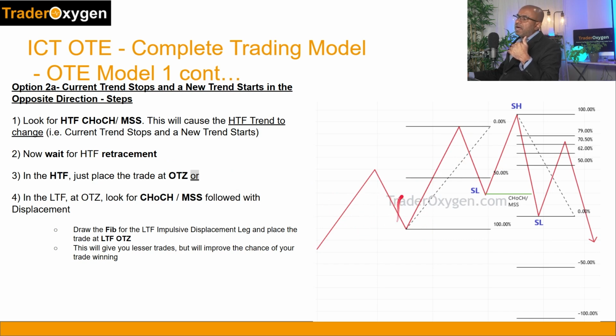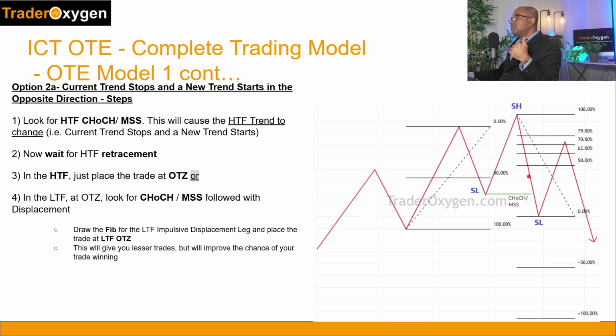For example, the higher time frame, the red color chart, is in an uptrend. So if it's an uptrend, as you can see, it should make higher highs and higher lows. When it makes this higher high and this swing high with a break of structure and with displacement, then we are expecting the price to retrace into the optimal trading zone and go up because it's an uptrend.